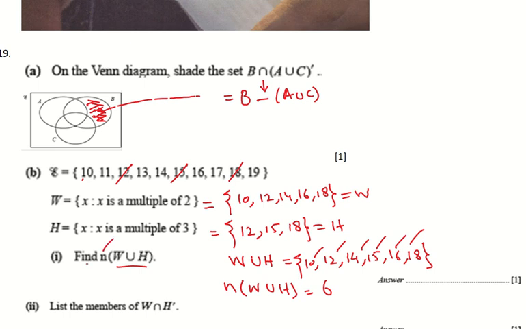Now we find W intersection H complement. W intersection H complement means W intersection H complement. We use the formula. First we convert intersection into difference sign and remove the complement sign from the next set.